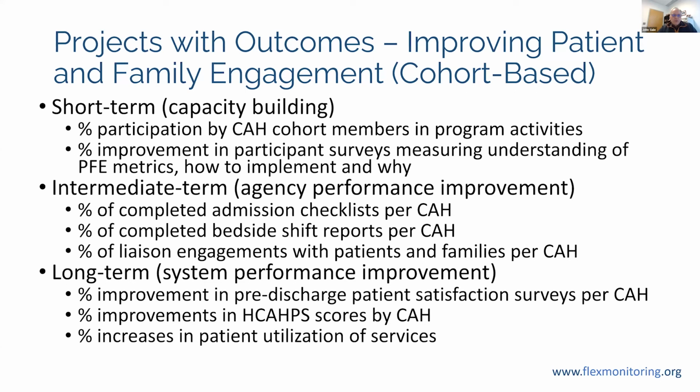Moving into intermediate term, and this is performance improvement: the number of completed admission checklists per critical access hospital, percent of completed bedside shift reports, percent of liaison engagements with patients and their family. And these are all steps in the process of improving engagement with patients and their families. And then the longer term system level performance is improvement in pre-discharge patient satisfaction surveys, improvements in HCAHPS scores by the hospital, as they get them reported, and increases in patient utilization. If you're doing a better job and patients are happy, are they improving the extent to which they work with you, use your hospital and its services? Next slide.